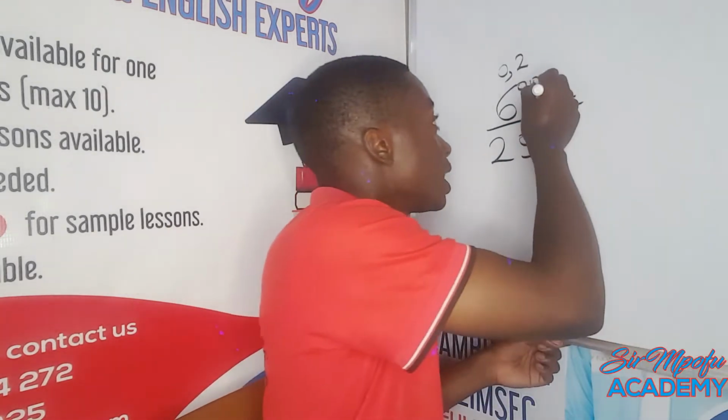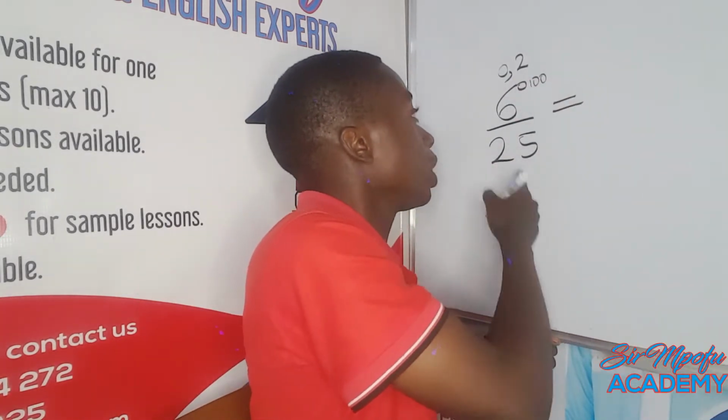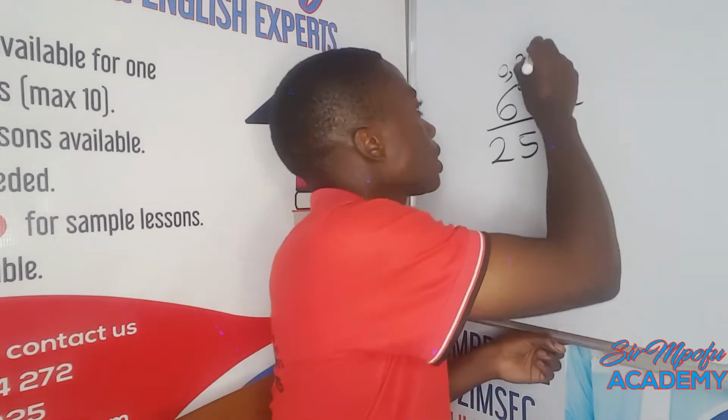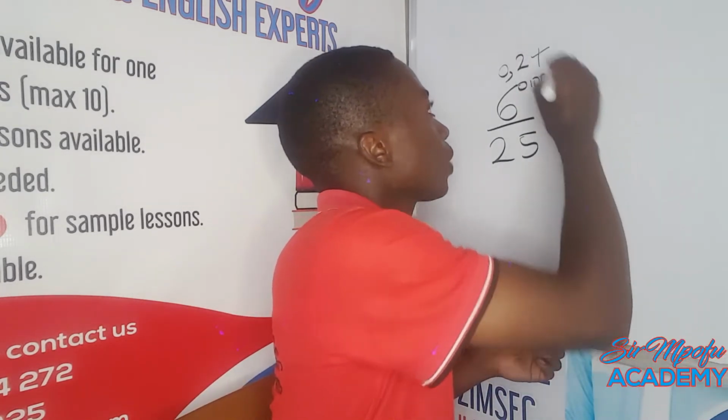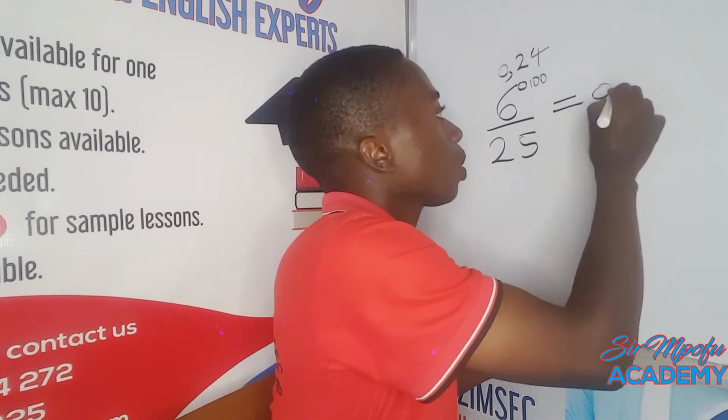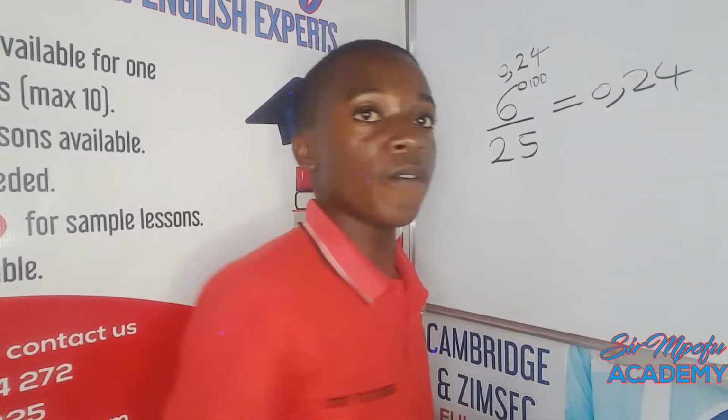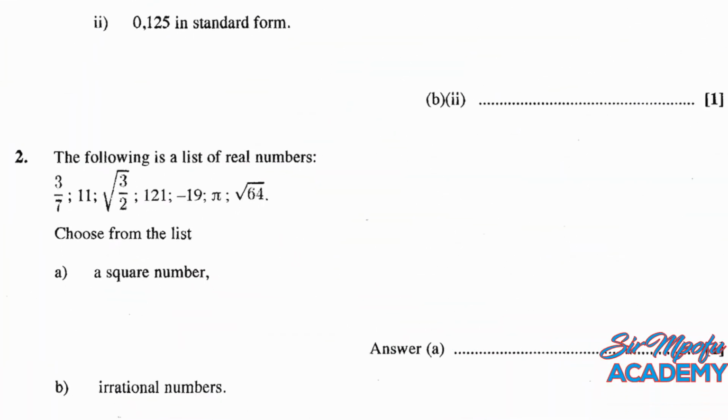Remember, you then add another 0. And then it will be now 25 into 100, that's 4 times. So it means this is a decimal fraction, that's 0,24. Let us solve the next question.